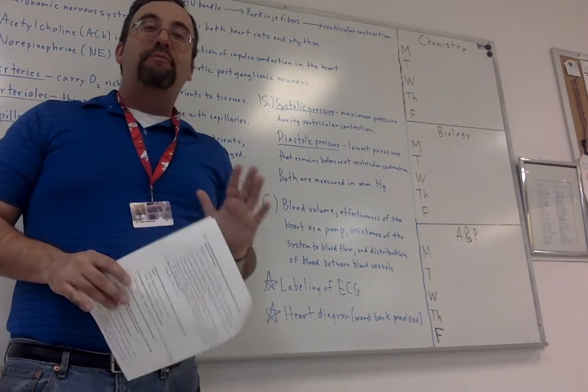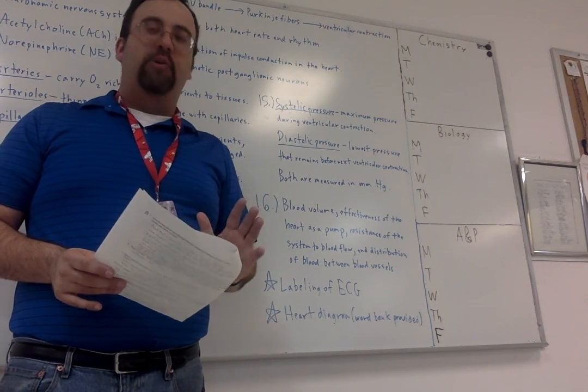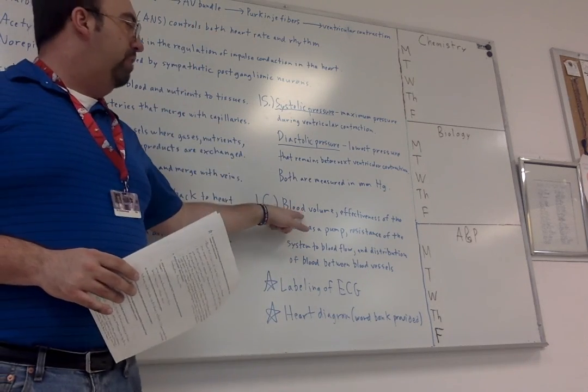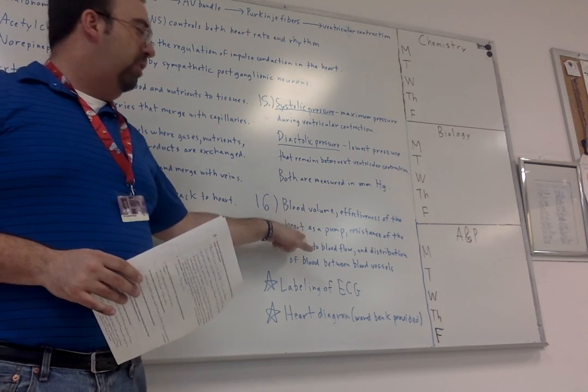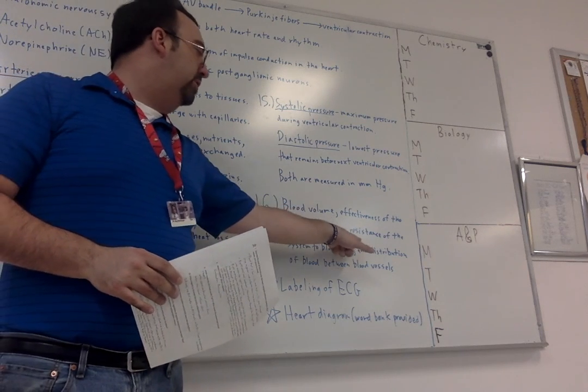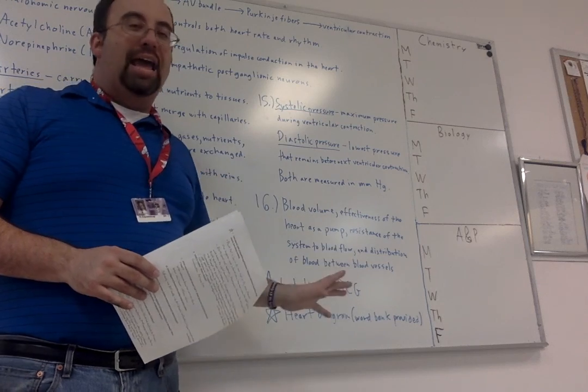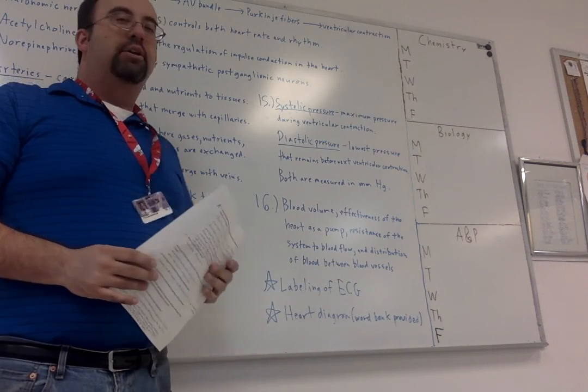All right. What factors influence arterial blood pressure? We have blood volume, effectiveness of the heart as a pump, resistance of the system to blood flow, and distribution of blood between the blood vessels.